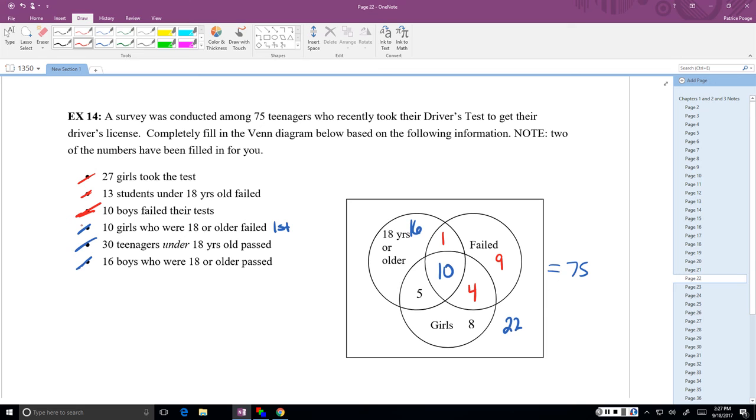Beautiful. Okay. Don't pack up. We're not going yet. 13. It said 13 students under 18, so they're not in here. And it says that they failed. So out of these 4, they failed. That'd be those 2. We already have 4.